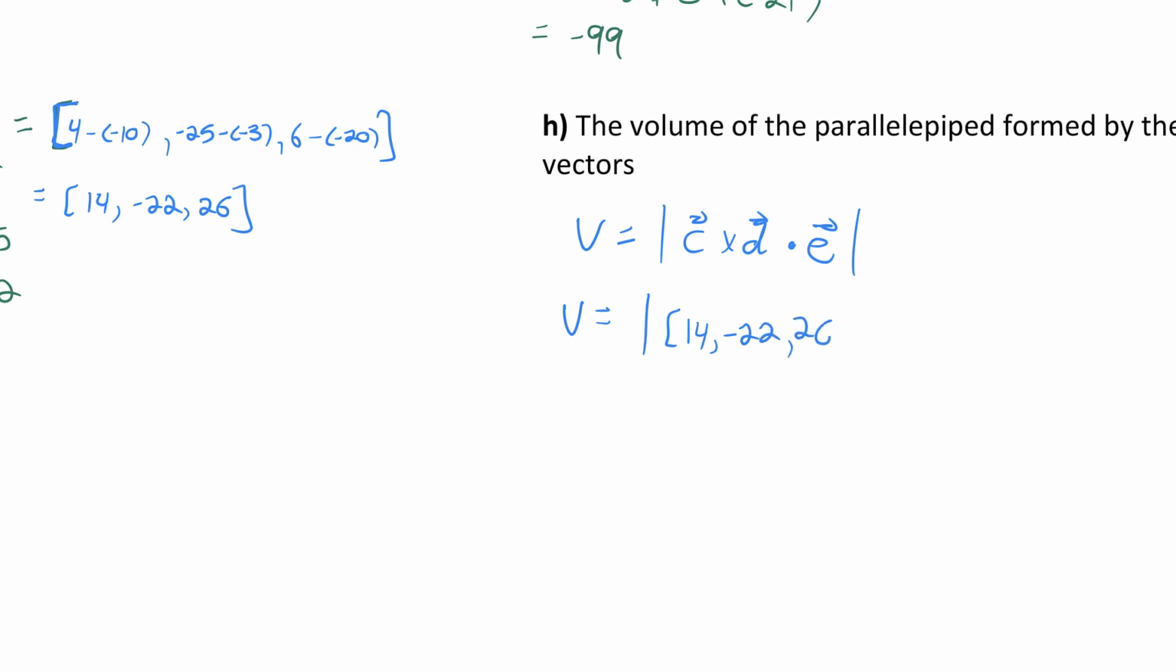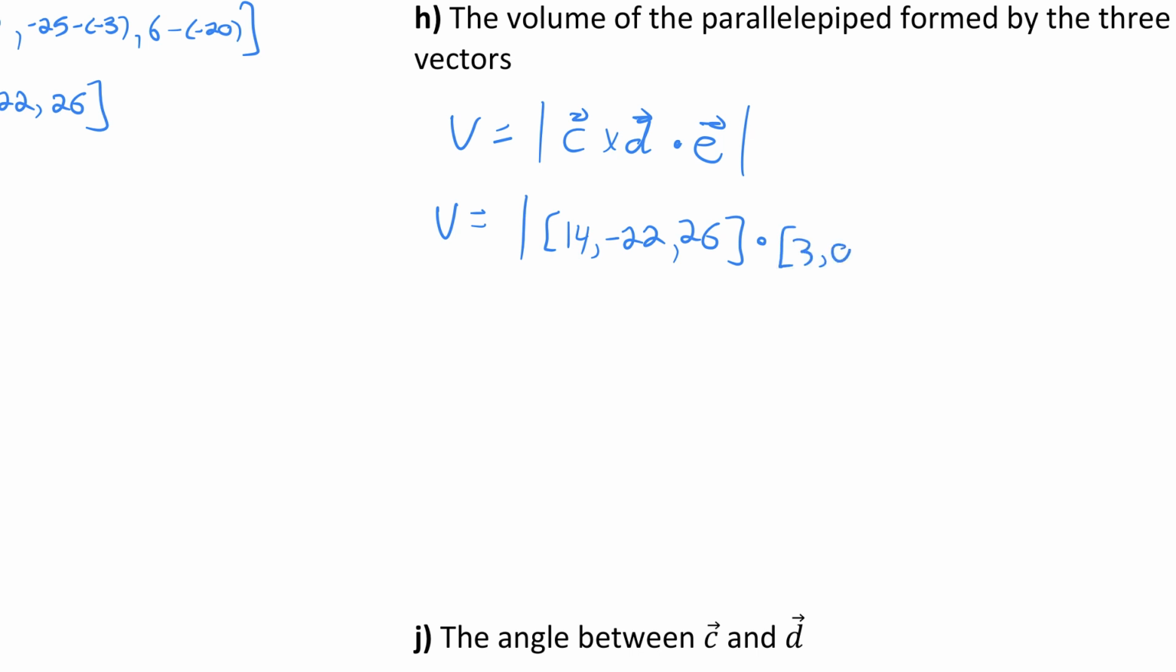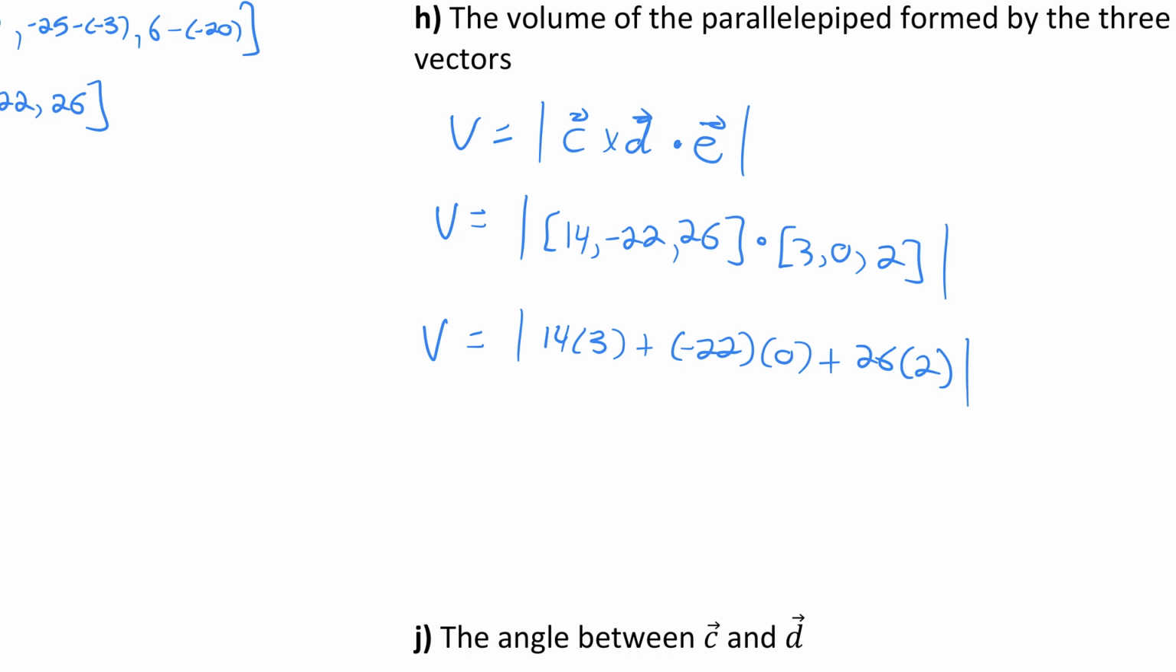-22, 26. I just need to dot product that with vector E, and let me remember what vector E was. It was 3, 0, 2. I will find the dot product by multiplying the x's, plus multiplying the y's, plus multiplying the z's. And this gives me 42 plus nothing plus 52, which is just 94, and the absolute value of 94 is 94.